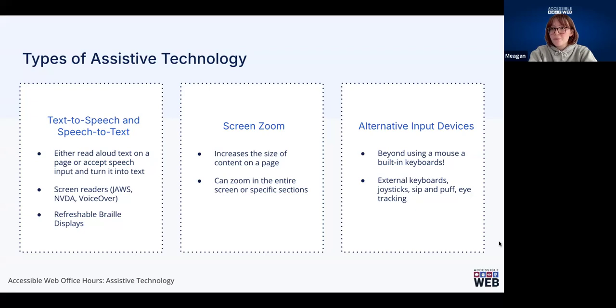And then alternative input devices. This goes far beyond just external keyboards and mouse usage. So you have joysticks, sip and puff, and eye tracking devices. And all of these will be going into more detail on the next slides.